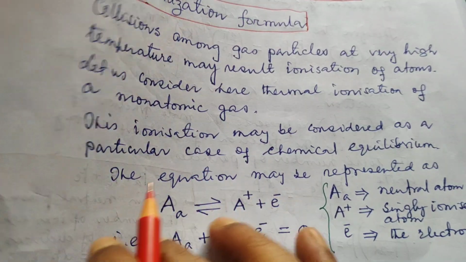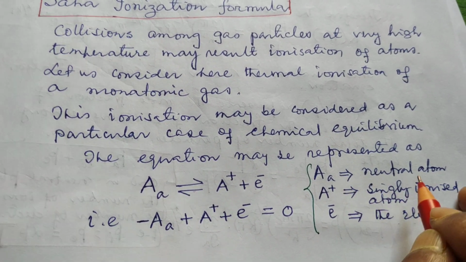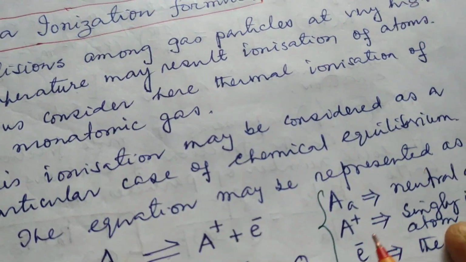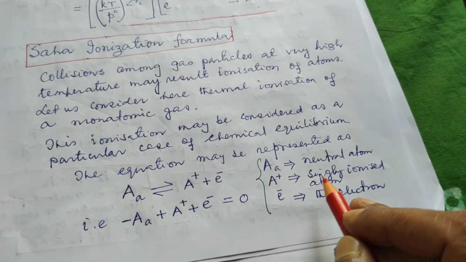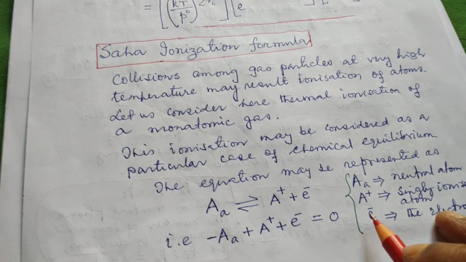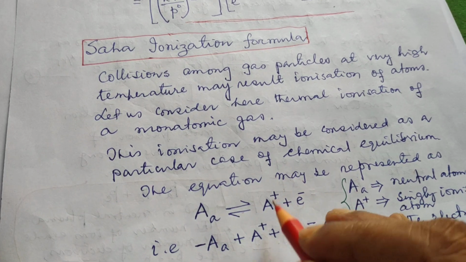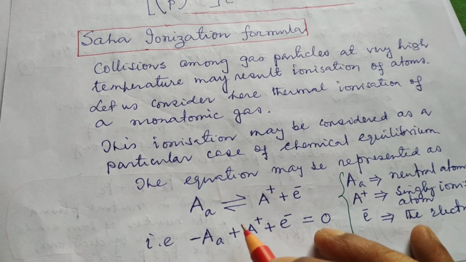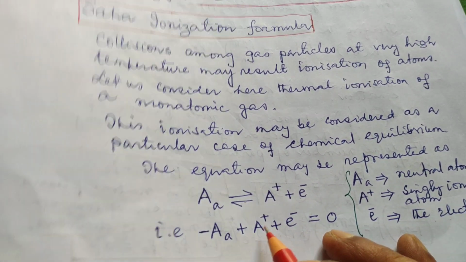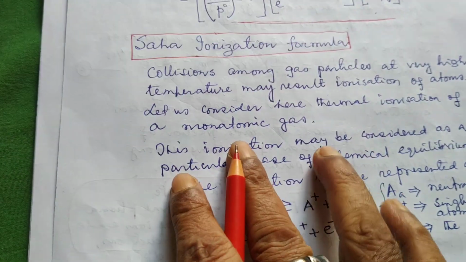A in equilibrium with A plus plus e minus, where A is the neutral atom, A plus is the singly ionized atom, and e minus is the electron. So on changing the side we get minus A plus A plus plus e minus equals 0.